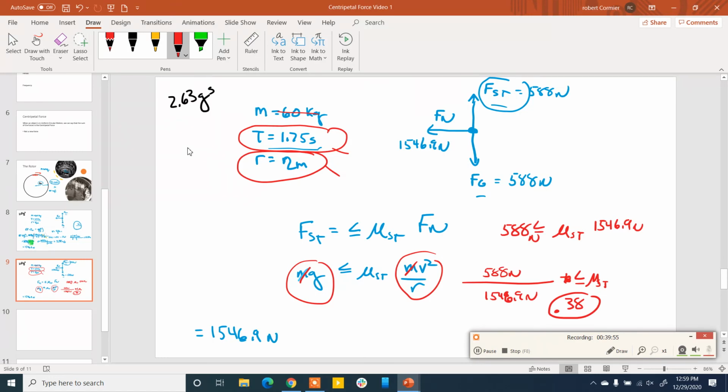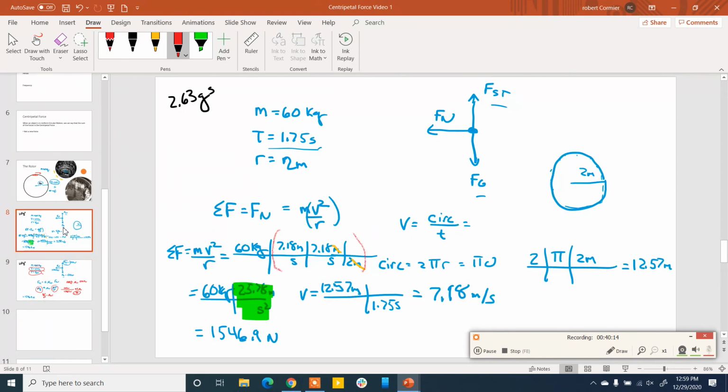I could have written this a different way, and I could say that gravity times the radius divided by the speed squared is equal to the minimum value of the coefficient of static friction. So we're still looking at forces the same way we looked at them before, but really what this is doing is giving us a new equation to work with, which allows us to do some more calculations that we simply wouldn't be able to do in a different way.